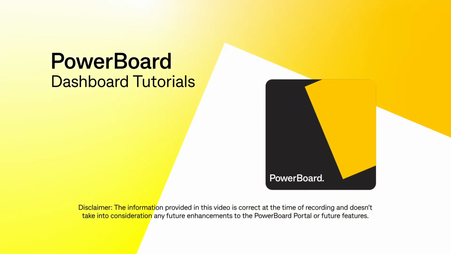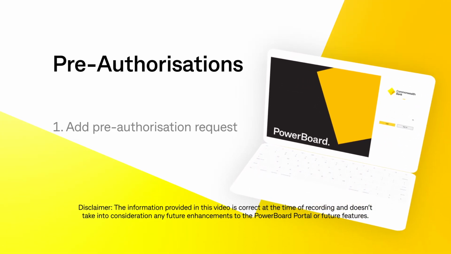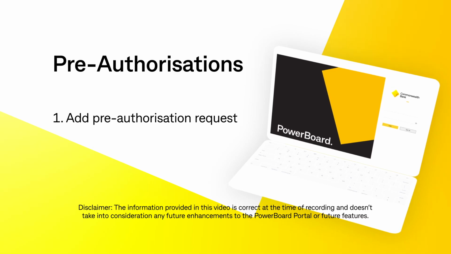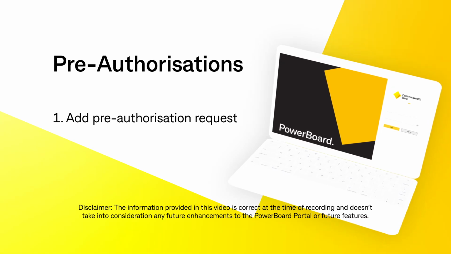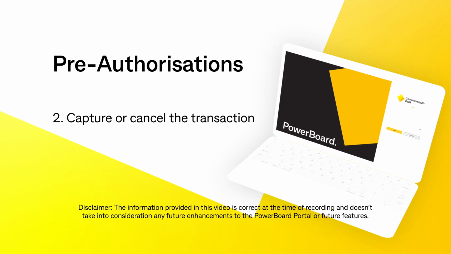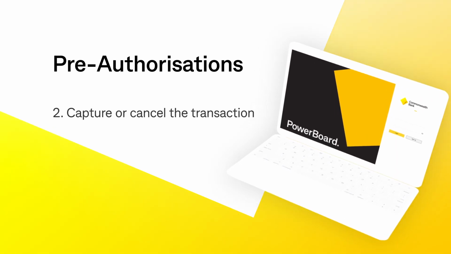Today, we'll show you how to manage a pre-authorisation transaction. This process involves firstly adding a new pre-authorisation request within the PowerBoard portal and then either capturing the payment to complete the transaction or cancelling the transaction if the funds are to be returned to the payee.